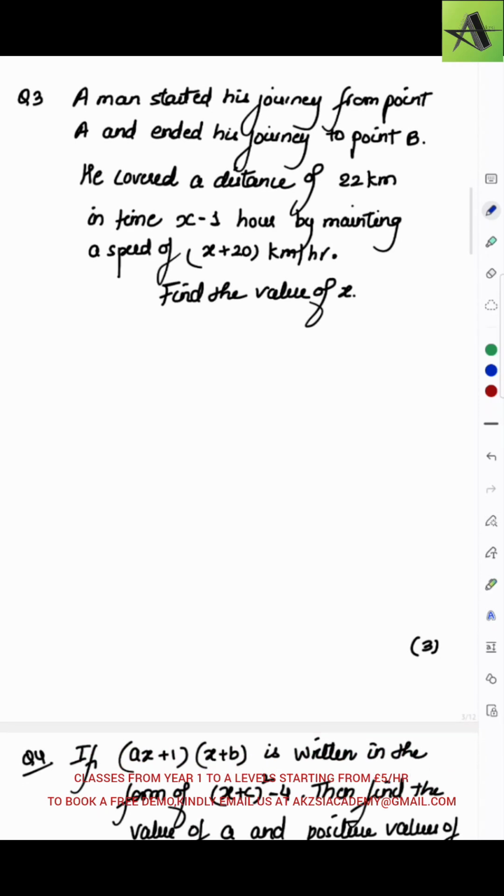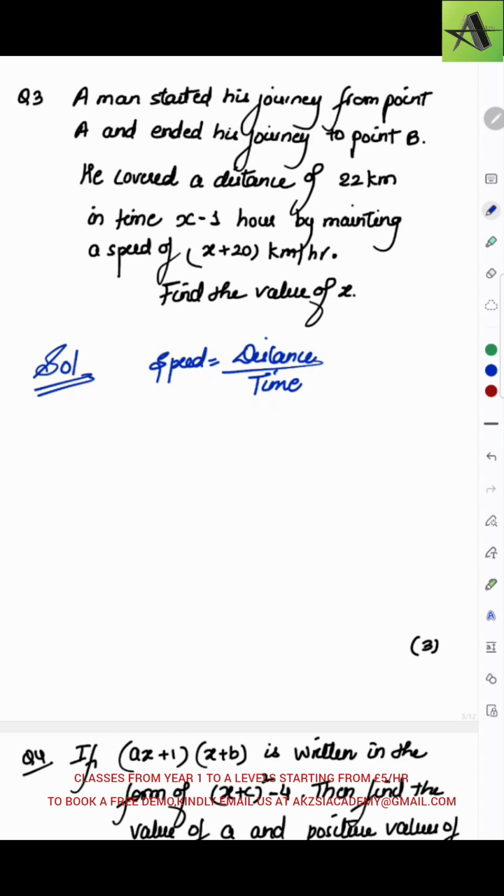A man started his journey from point A and ended his journey at point B. He covered a distance of 22 kilometers in time x minus 1 hours by maintaining a speed of x plus 20 km per hour. Find the value of x. It's very easy. They're talking about distance, time, and speed. So we are using speed is equal to distance over time.